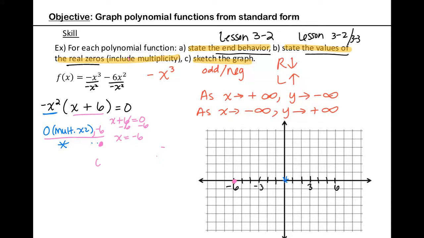I remember the dots mean you cross the x-axis, and then the asterisk means you don't cross. You bounce off of the x-axis, creating a maximum or a minimum.